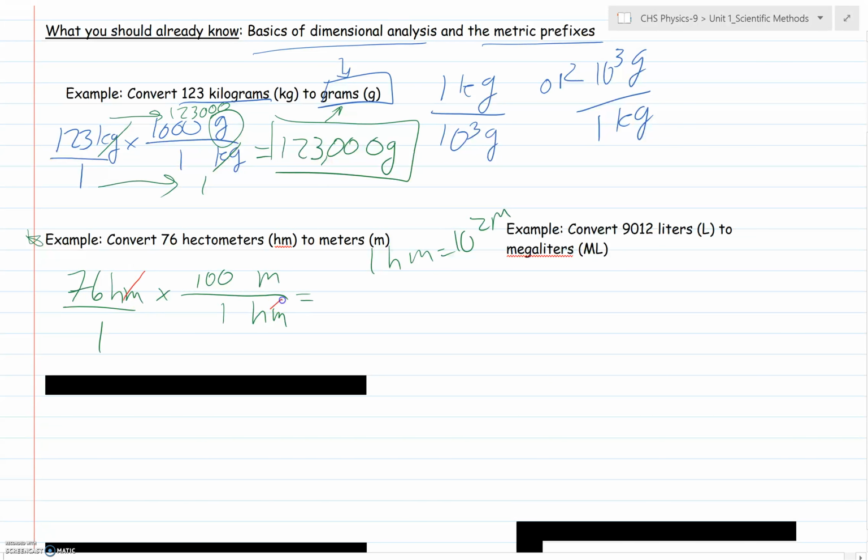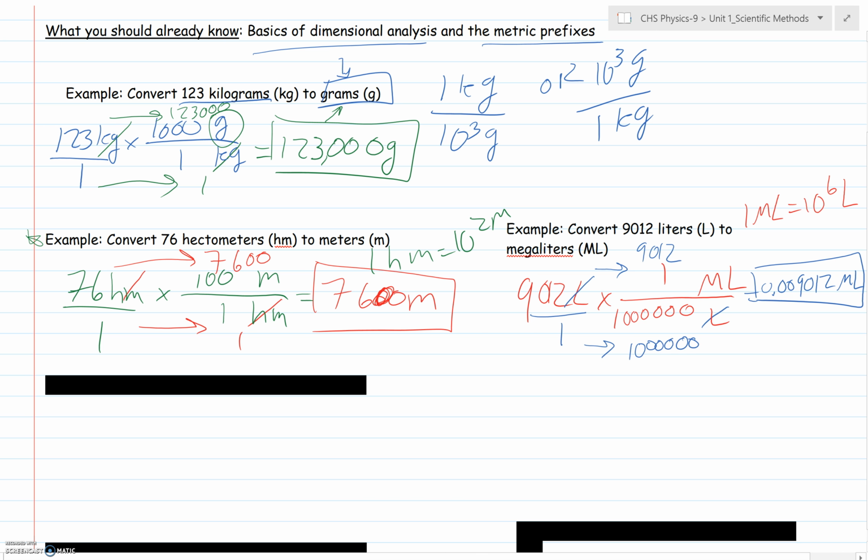And so that would mean my hectometers go away. I'm left with meters. Multiply straight across. So I end up with 76 times 100, which is 7,600. 1 times 1 is 1. So then I'm left with 7,600 meters. And again, this makes sense because my answer needs to be bigger than 1, because for every 1 hectometer, I get 100 meters. And I've got 76 hectometers, so that means I'm going to have a lot of meters in the end. This looks a little sloppy. That should be a 0. Okay? Go ahead and try to do this next one on your own. Pause the video, then come back for your answer.